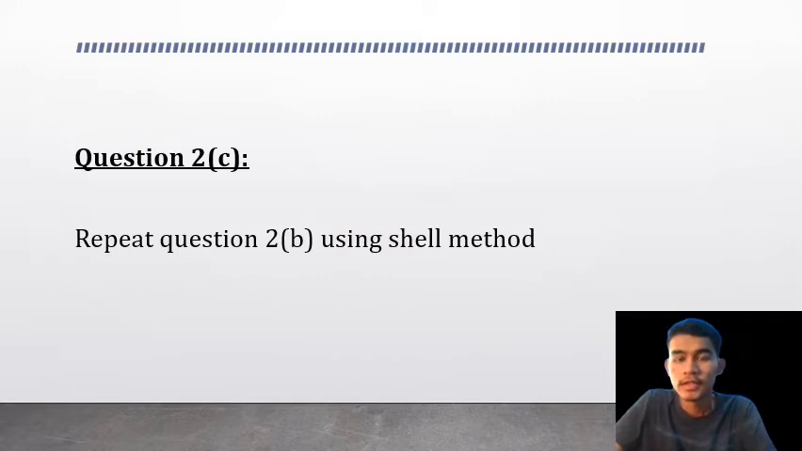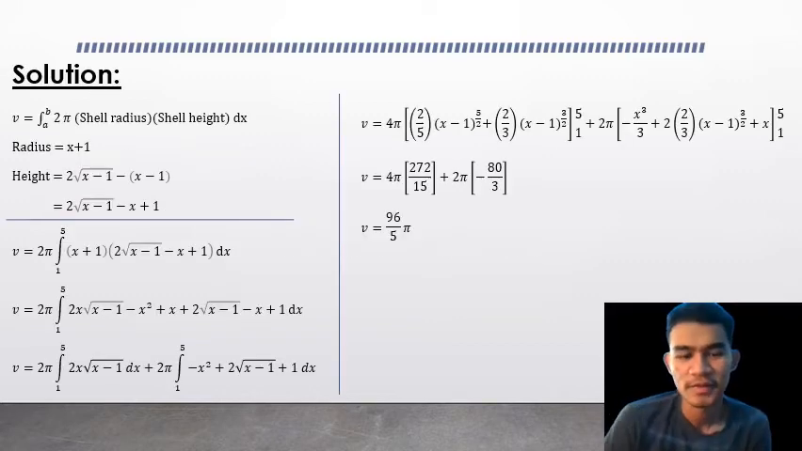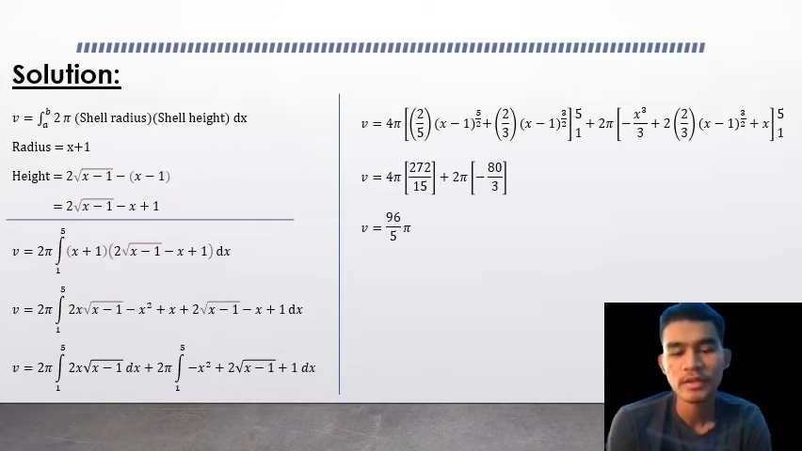Question 2c: repeat question 2b using the shell method. Firstly, we have to sketch the region given by the question. The first is y equals 2 square root of x minus 1. The second is y equals x minus 1. And then x equals -1. We sketch the graph and use the shell method to find the shell radius and shell height. The solution formula given is V equals the integral from a to b of 2 pi times shell radius times shell height dx.